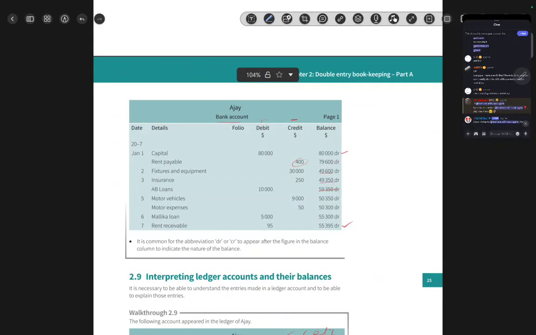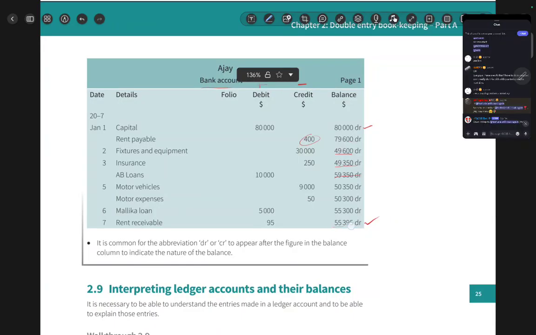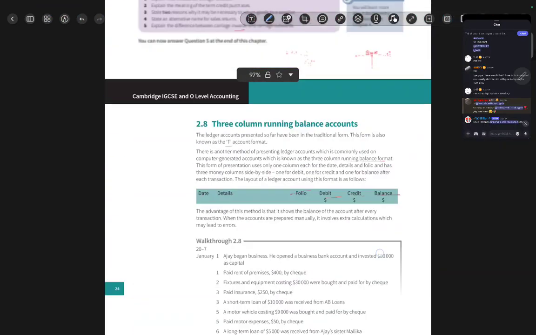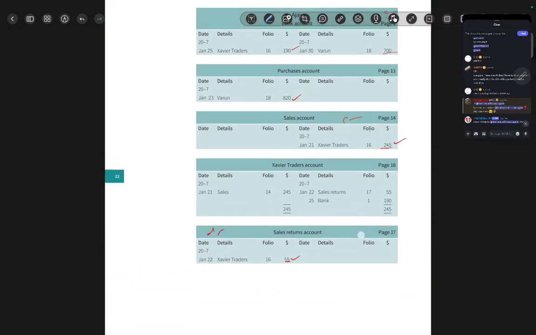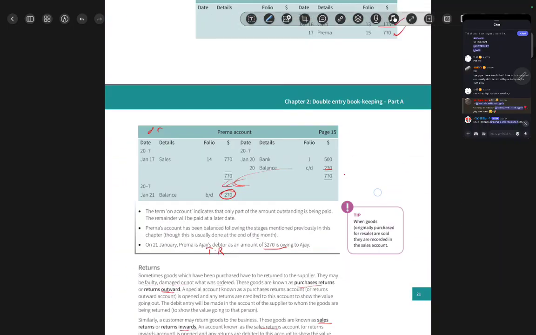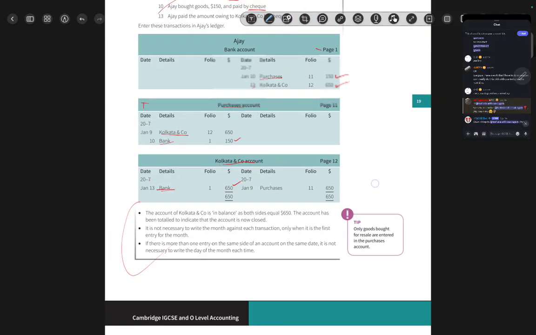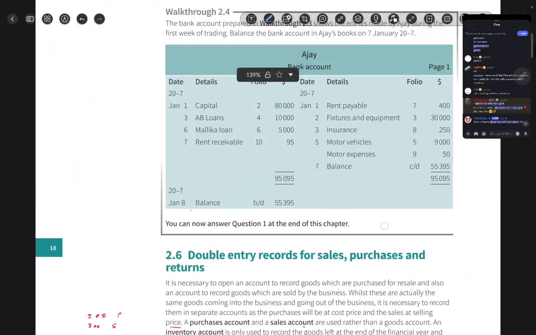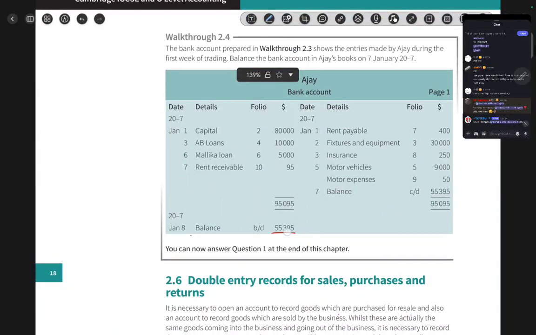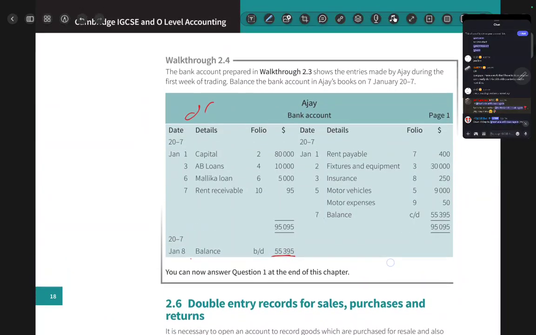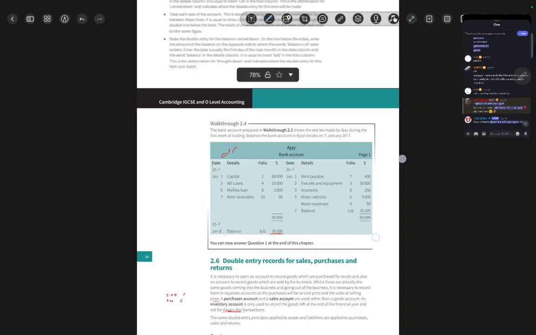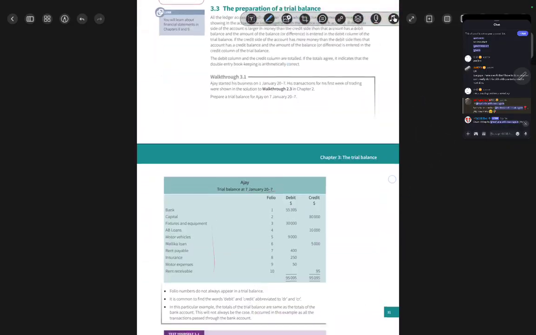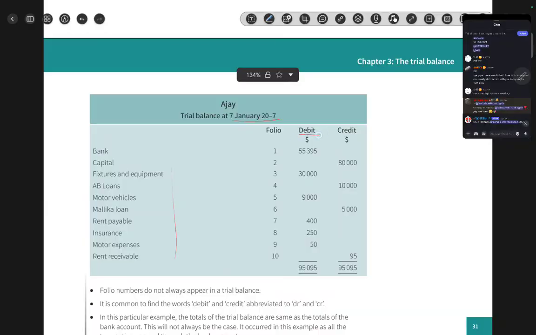Let's just look at the bank account, 55395, and you see it's a debit balance, which means that it comes on the debit side. If we look at the account example to help us understand better, you see the balance BD is coming 55395 on the debit side of the account. So in your trial balance, you will also write 55395 on the debit side, as you can see.